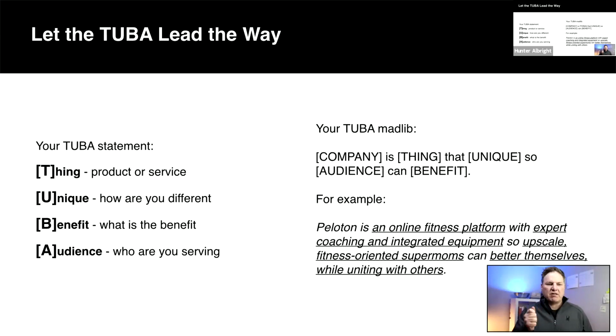So the T in tuba is the thing. You've got to be offering a product or service. I don't care what you're doing. You have to be making a thing. And so you have to be specific. It is going to be a hat. It is going to be a piece of software. It is going to be a consulting service.